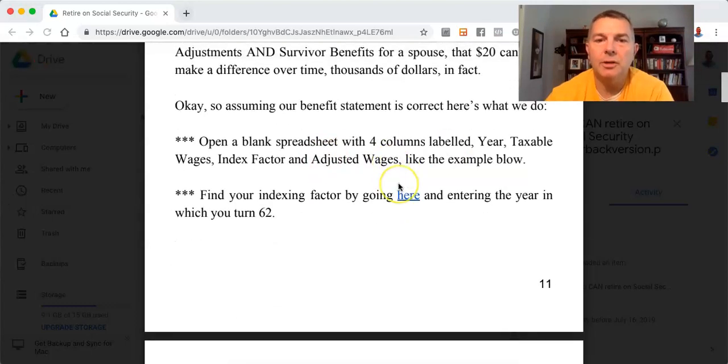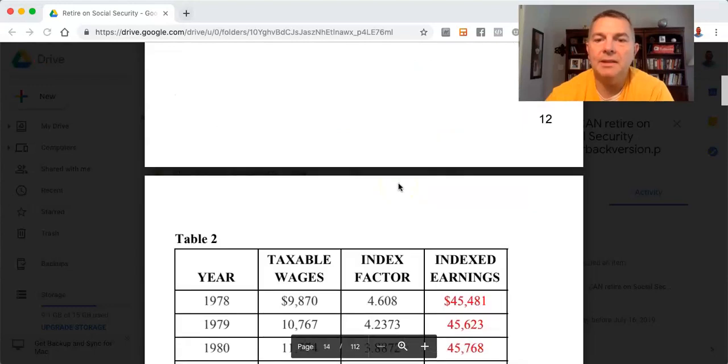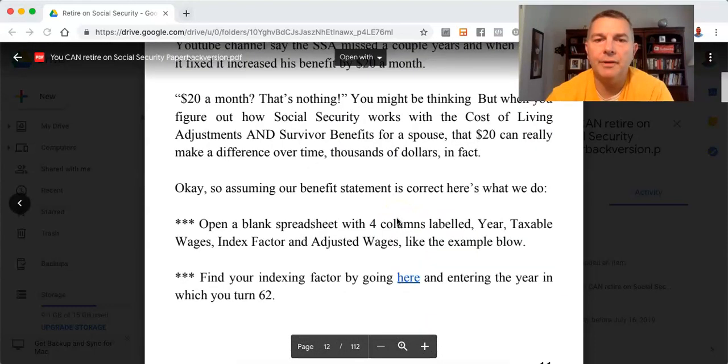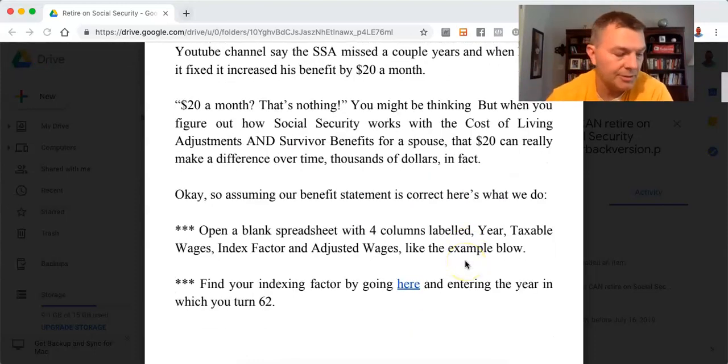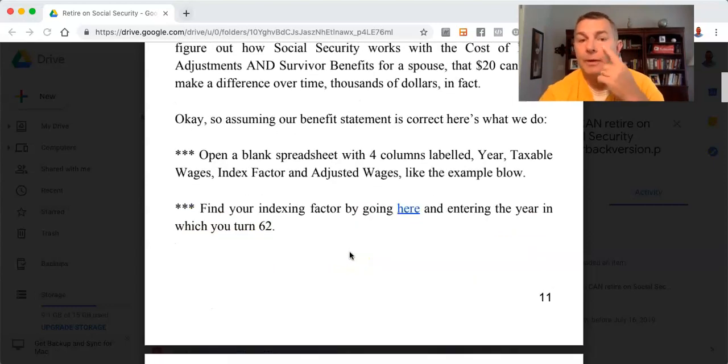I call it adjusted wages. Got to fix that. Indexed earnings. Yeah, I got to fix that. That's why you read the stuff out loud, my friends. Can you see a couple of issues there? So taxable wages, index factor, and indexed earnings. So we will fix that.